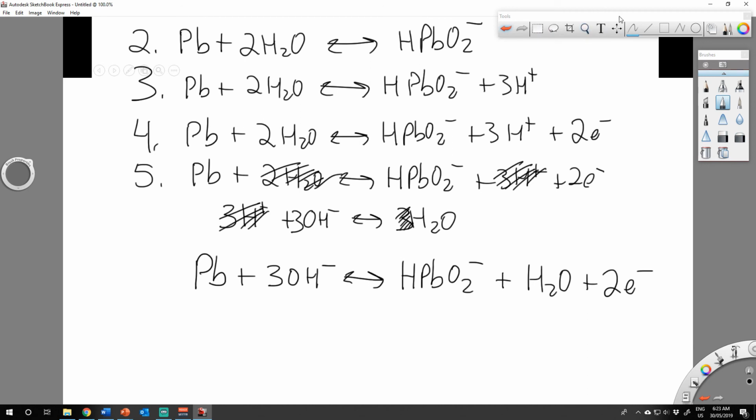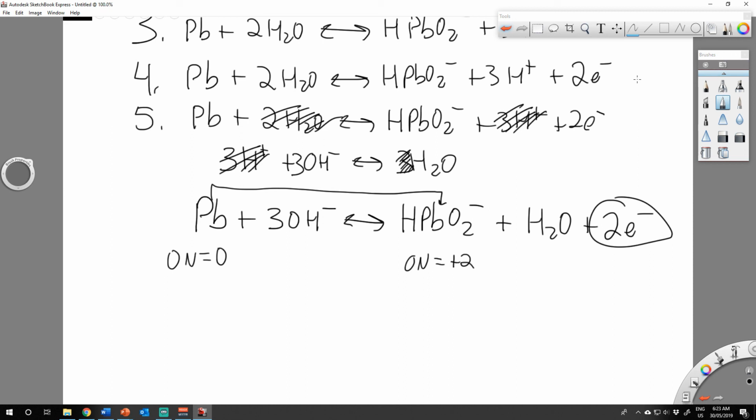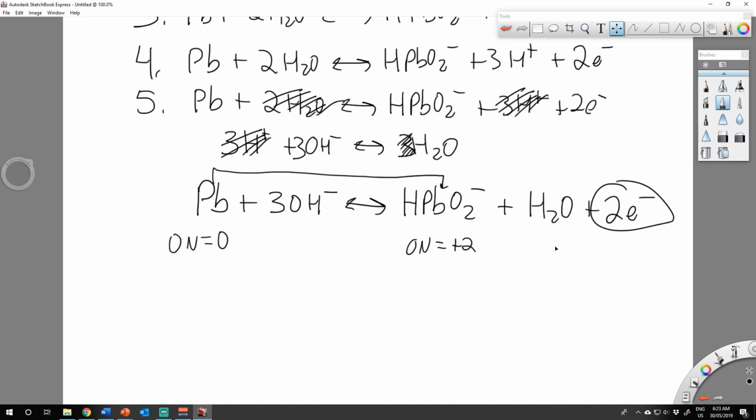So if you look at this, if I take the oxidation number of lead, that's 0. The oxidation number of lead on here is, I think, +2. So this is an oxidation reaction. It's giving away electrons. So yes, this is only half of a redox reaction. So now we can balance half of the reaction. In order to balance the full reaction, we're going to have to do a few more things.